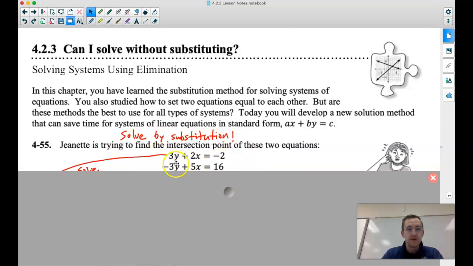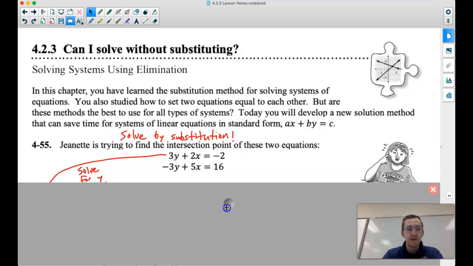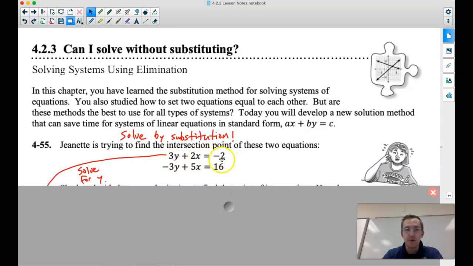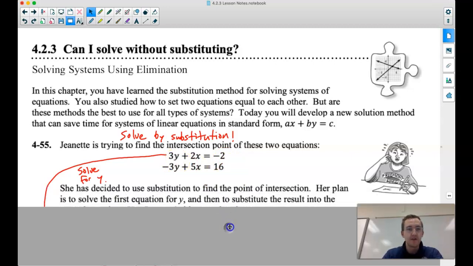So let's take a look here. We got 3y plus 2x is equal to -2. And then our second equation is minus 3y plus 5x is equal to 16. So the first thing we want to do is solve one of these equations for y. I just kind of randomly picked the top one just because y is already positive. That would be one less thing to change at the end. So I chose to solve that top one for y.